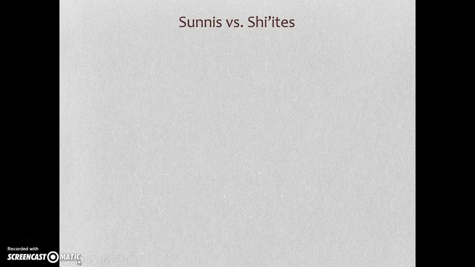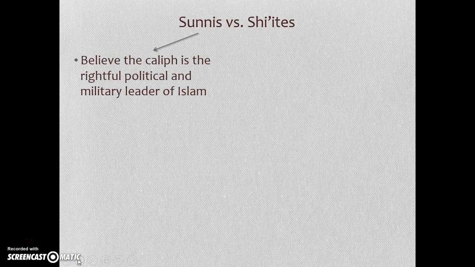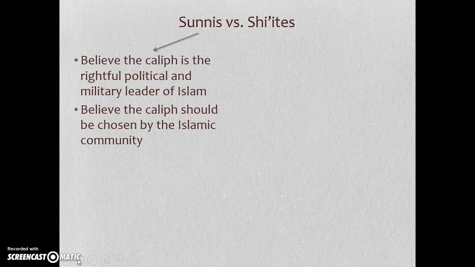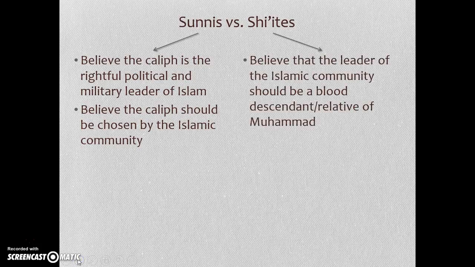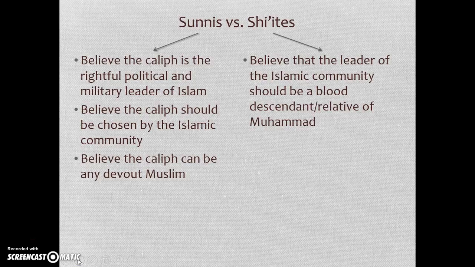So from this slide, we will see the differences between the Sunnis and the Shiites. First of all, the Sunnis believe that the caliph is a rightful political and military leader of Islam. They also believe the caliph should be chosen from the Islamic community, whereas the Shiites, or the Shia, believe that the leader of the Islamic community should be a blood descendant or relative of Muhammad.